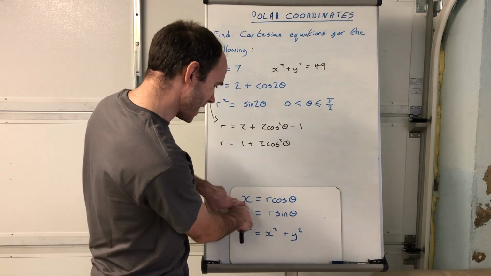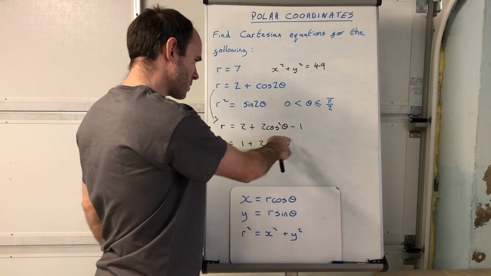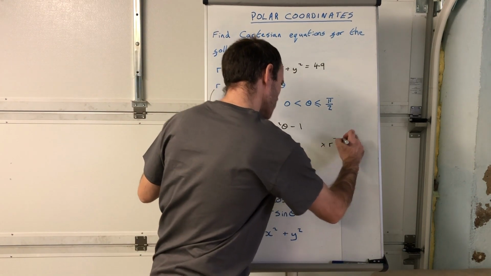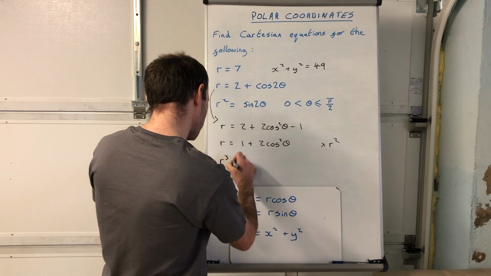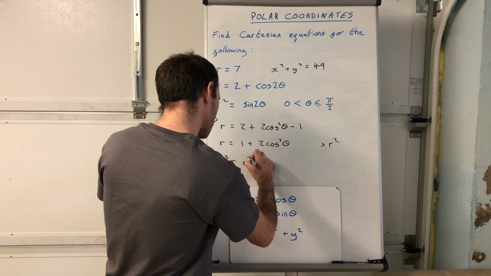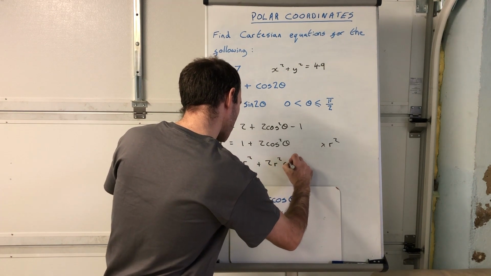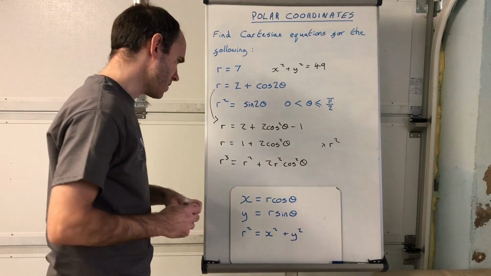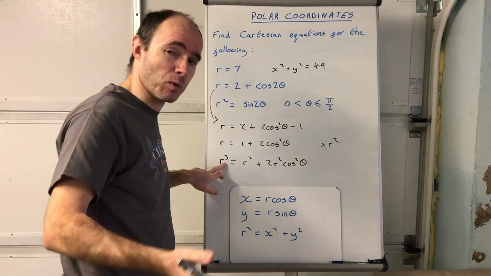So if I can use that, that would be x squared equals r squared cos squared theta. So I've got to multiply both sides by r squared. I'm going to write that on the side there. Multiply both sides by r squared. So that means on the left I'll have r cubed is equal to r squared plus 2r squared cosine squared theta. And then I'm ready to substitute these in. Now, don't worry about what power you get there.